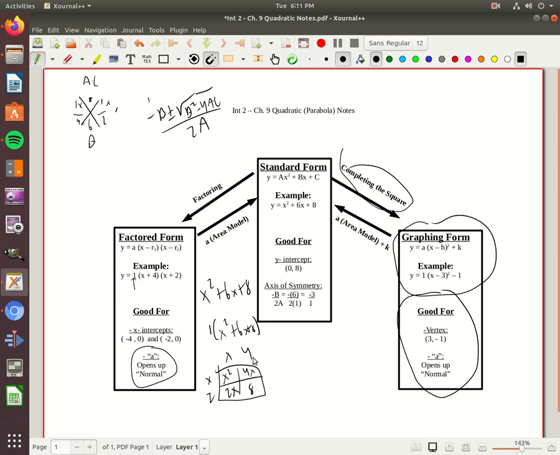So that's an intro to Chapter 9, how the sheet works. Keep it handy and available. And if there are questions on it, make sure you let me know.